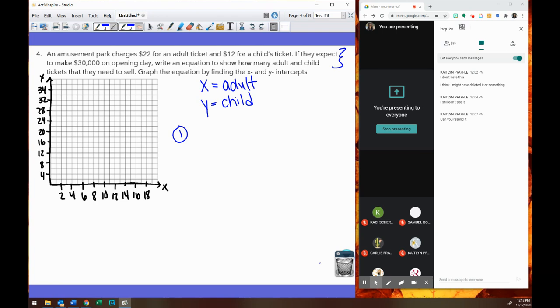Does anybody else want to calculate it? Anybody? So see if you can just write your equation. What would it look like? How would you show how many adult and child tickets they can buy?